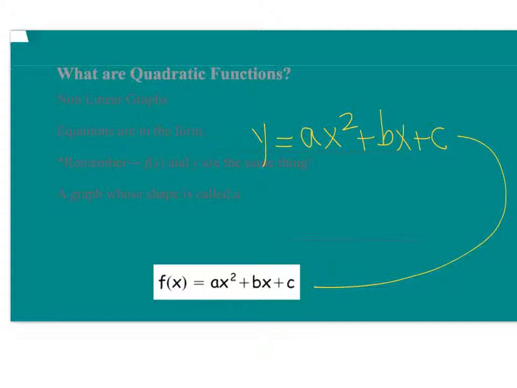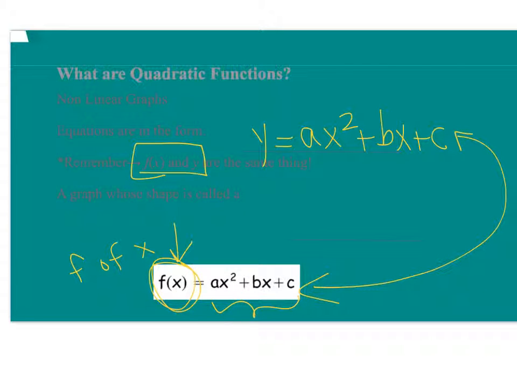Now, f of x, remember this is function notation that we learned quite a while ago. F of x is how it's pronounced, f of x. And f of x and y are the same thing. So you will see these two used interchangeably, and you need to know that they mean the same thing. In your TI Inspire, you will only see f of x, and you will need to know that you need to take a look at the rest of the equation. Again, y and f of x are the same thing.